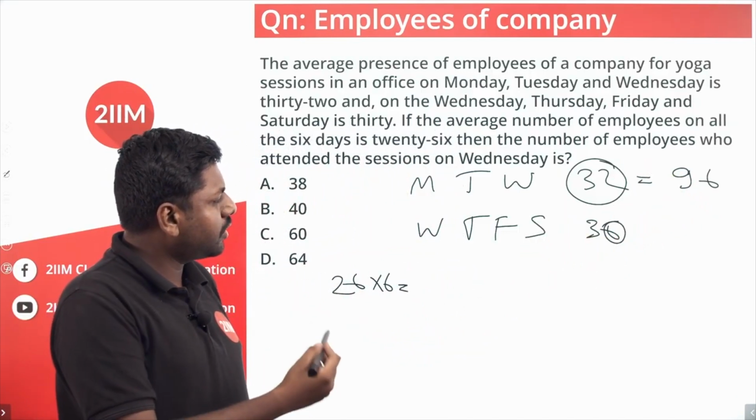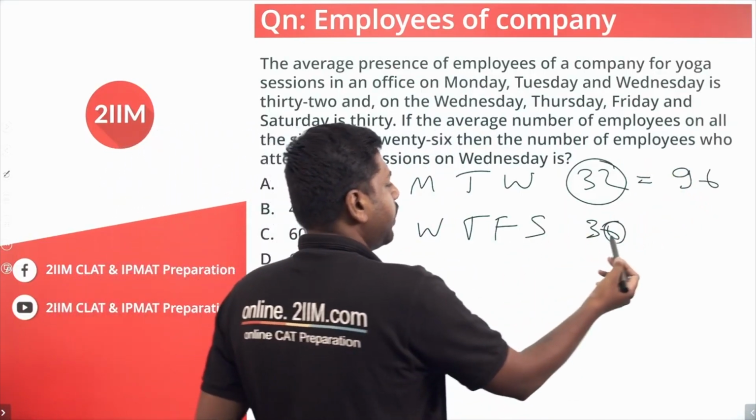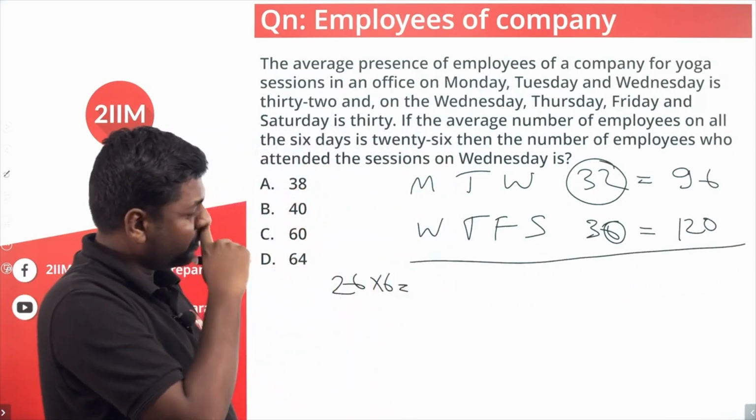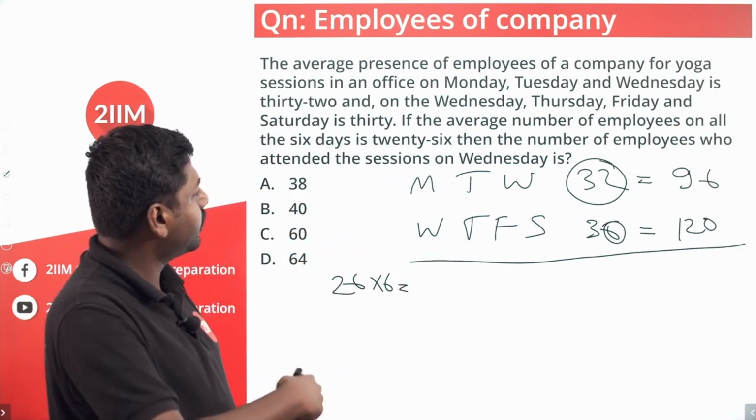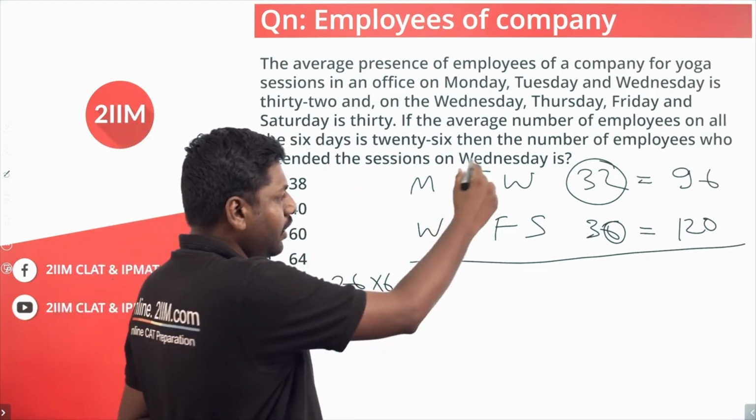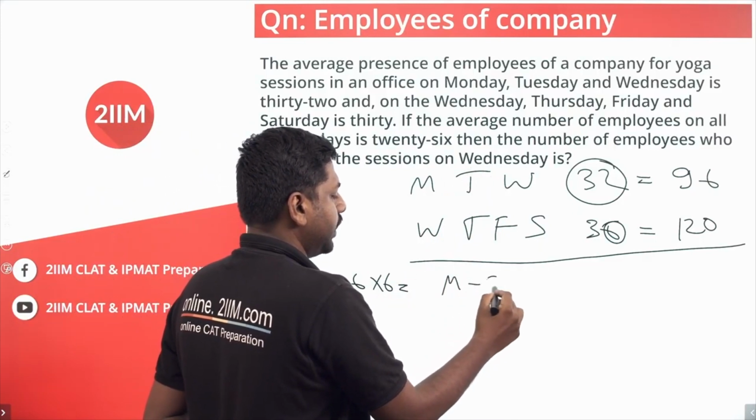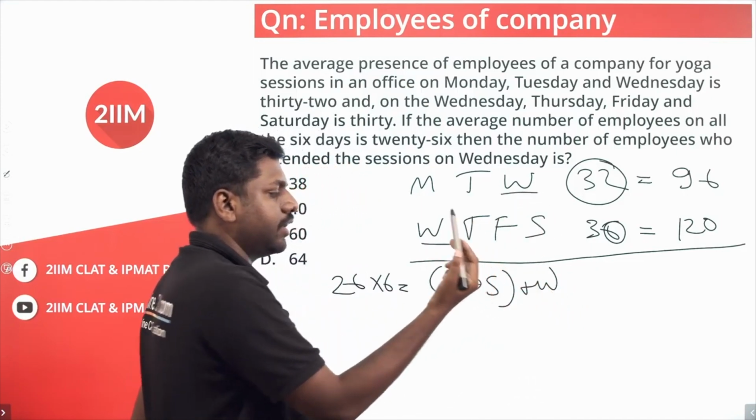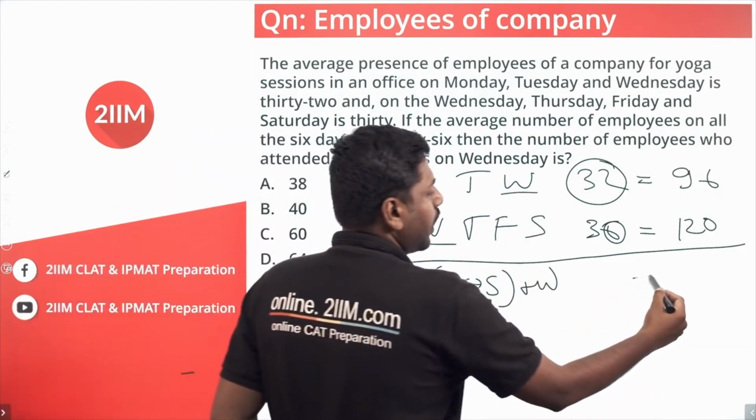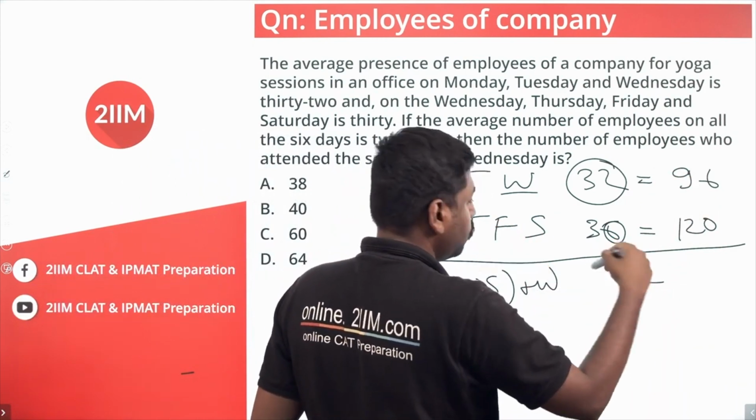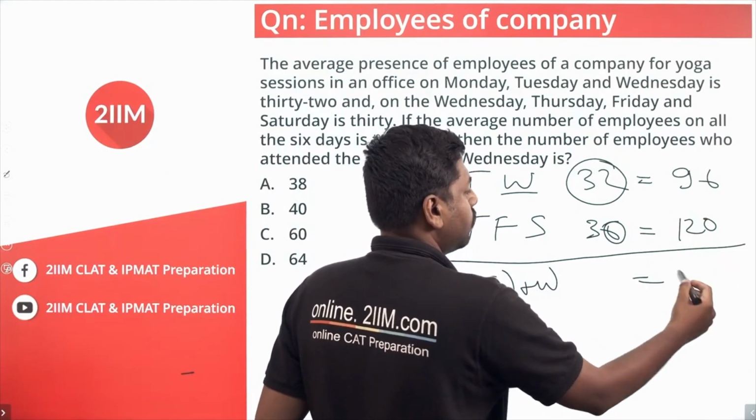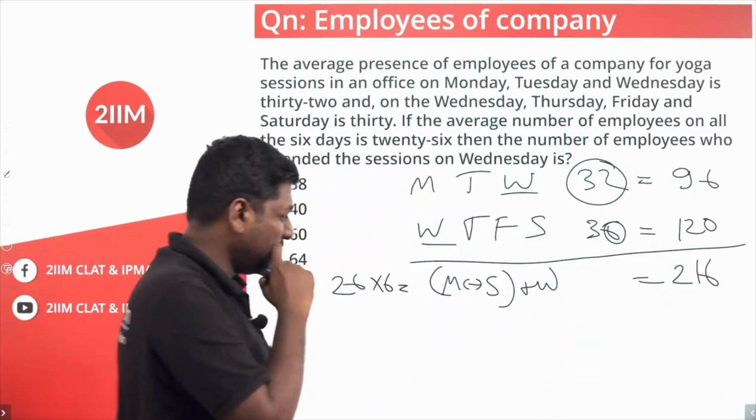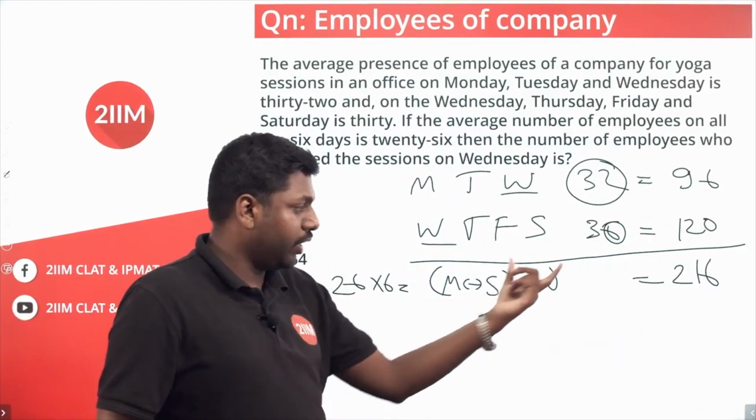Now Wednesday, Thursday, Friday and Saturday is 30 people per day, which means a total of 120 people. Now, if I want to find out all 6 days, Monday to Saturday, I can add this, plus an additional Wednesday because 2 Wednesdays are there. This number adds up to 120 plus 96 is 216. So Wednesday plus the entire week is 216.